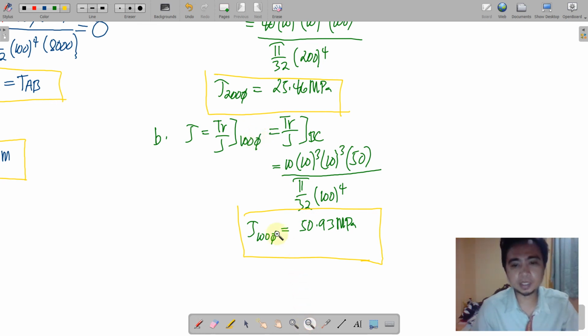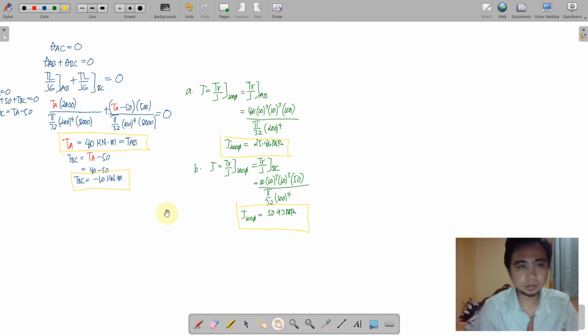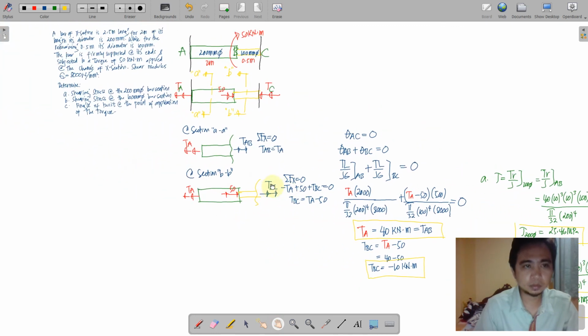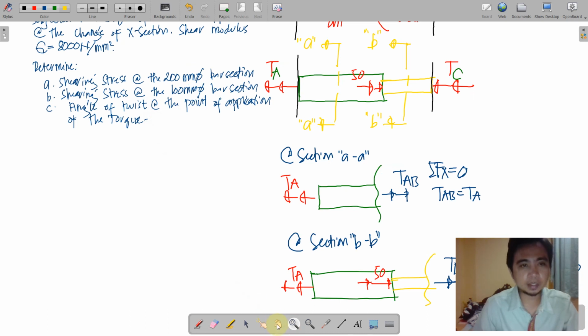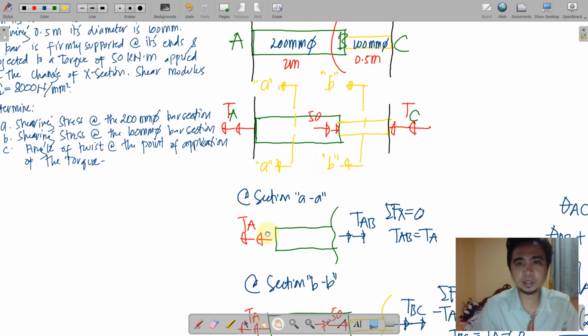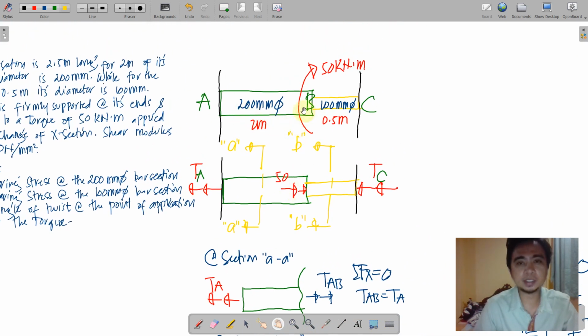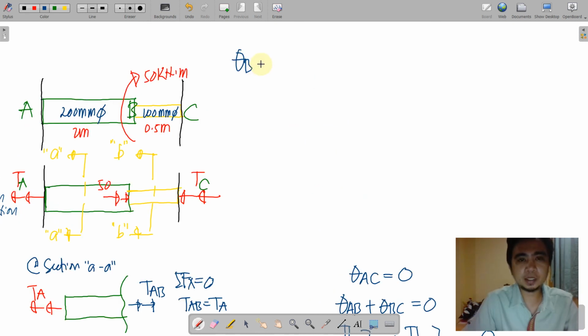And then for the last unknown, we have to read this again. The angle of twist at the point of application of the torque. And where is the point of application of the torque in our figure? It is actually theta B. We just write the rotation equation for theta B, wherein this is equal to theta AB. Further, it is TL over JG of AB.